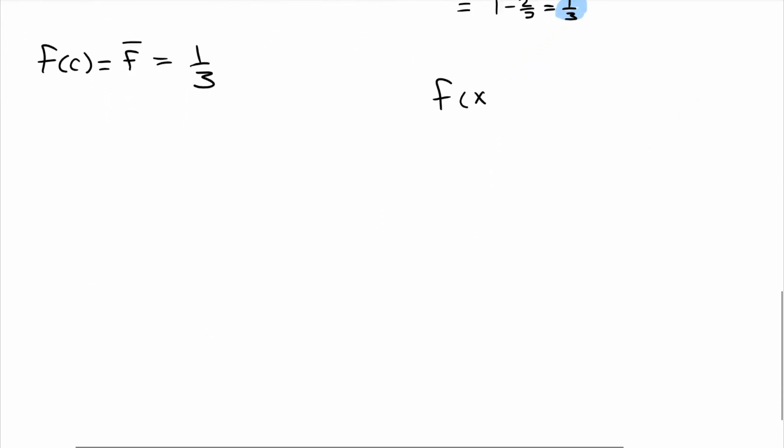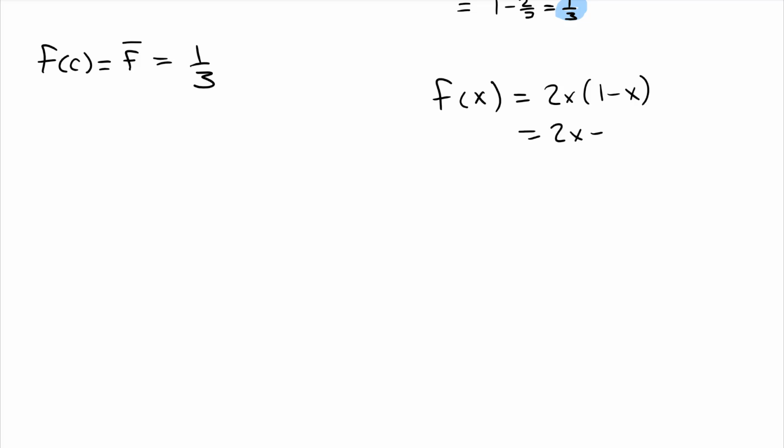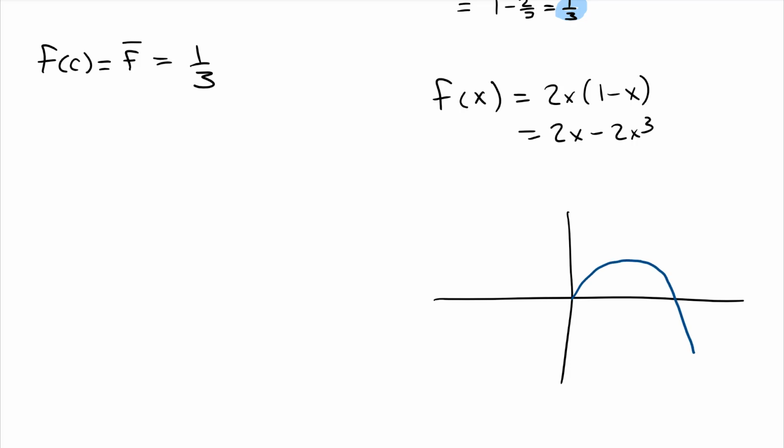Our function was 2x times 1 minus x squared, or 2x minus 2x cubed. But when you graph this thing out, it's a parabola facing down. Well, conveniently, this is 1, and right there, that's at 0, but the 1/3, that means we have 2 different points. There's 2 values of c in between 0 and 1.